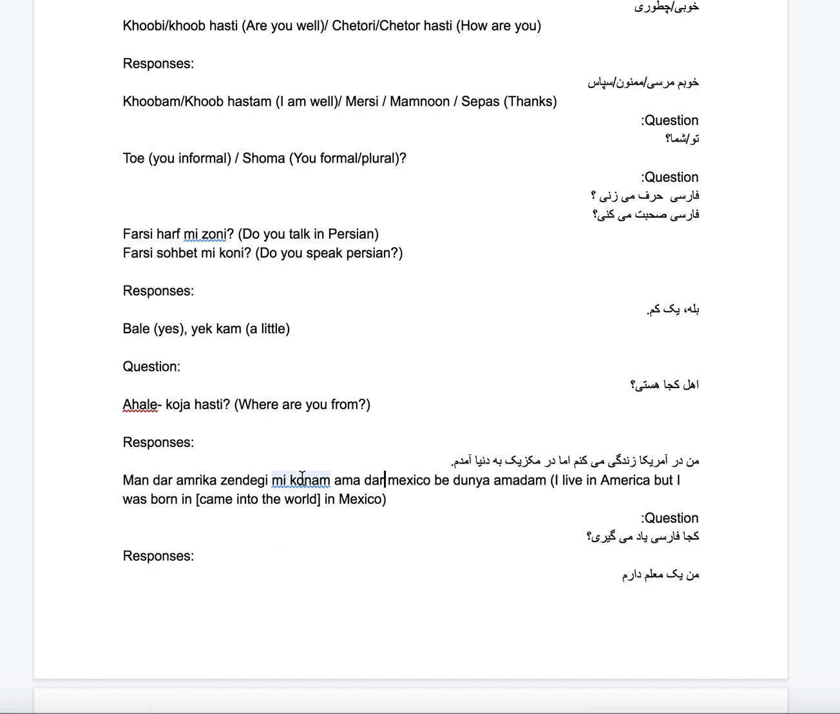So Zendegi kardan means to live. Zendegi means life. Dar means in. Ama means but. Dar is in Mexico, and be means to. Donya means world, and then Amadam means came. The infinitive of that would be Amadan. So that's a very idiomatic way to say where you're born. It's like I came into the world, and I think that's pretty fancy. So you should definitely use that.